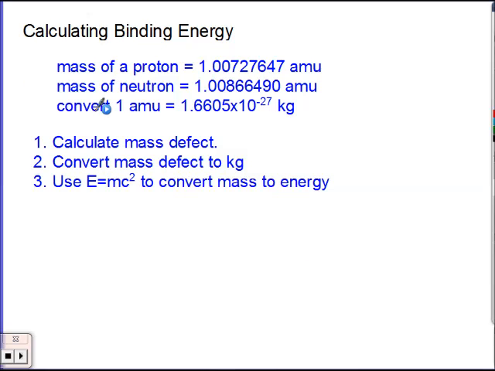I'm going to show you how to calculate binding energy. I want you to write this down. Write down the steps, and I'll show you how to do this in class tomorrow. Make sure you write down these also: the mass of a proton, the mass of a neutron, and the conversion of an AMU to a kilogram. In order to calculate binding energy, I first calculate the mass defect. Second, I take the mass defect and convert it to kilograms. And then I use E equals mc squared to convert this mass to energy. So I can actually calculate how strong that energy is that binds the nucleus.